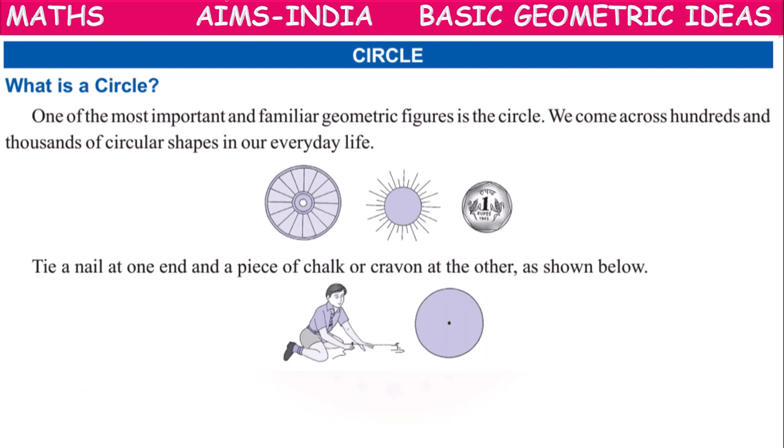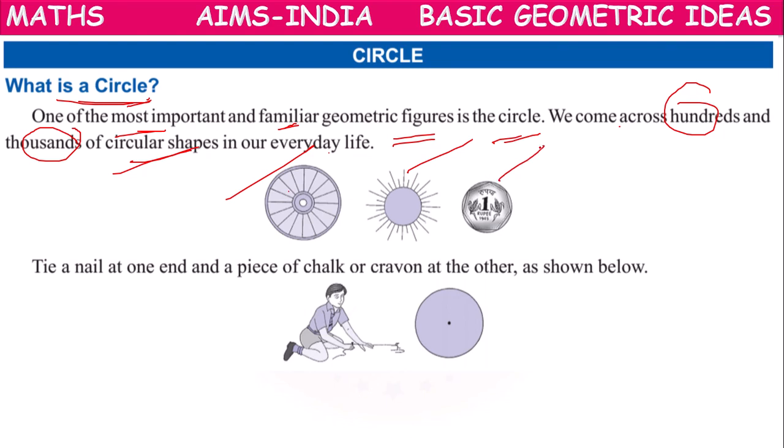Next, children, we have the circle. So what is a circle? Our next concept is the circle. One of the most important and familiar geometrical figures is the circle. We come across hundreds of thousands of circular shapes in our daily life, like a wheel, the sun, a 1 rupee coin. So many circular shapes we come across in our daily life.